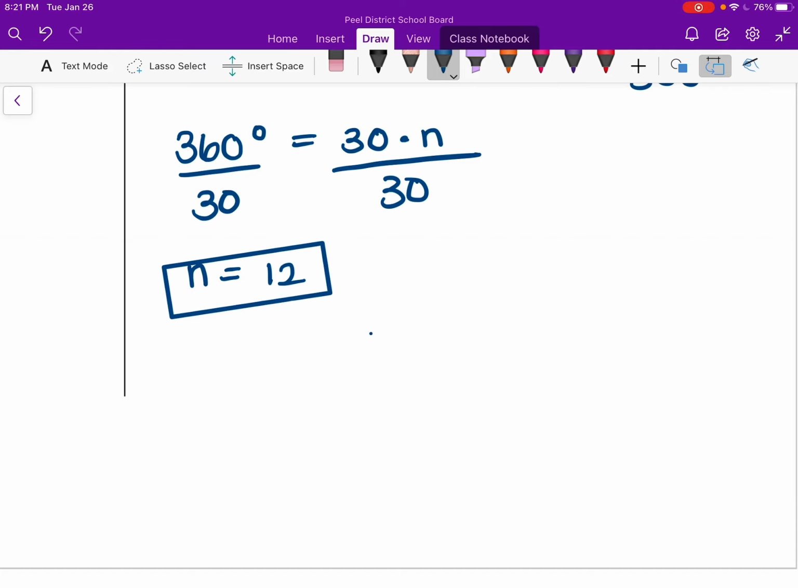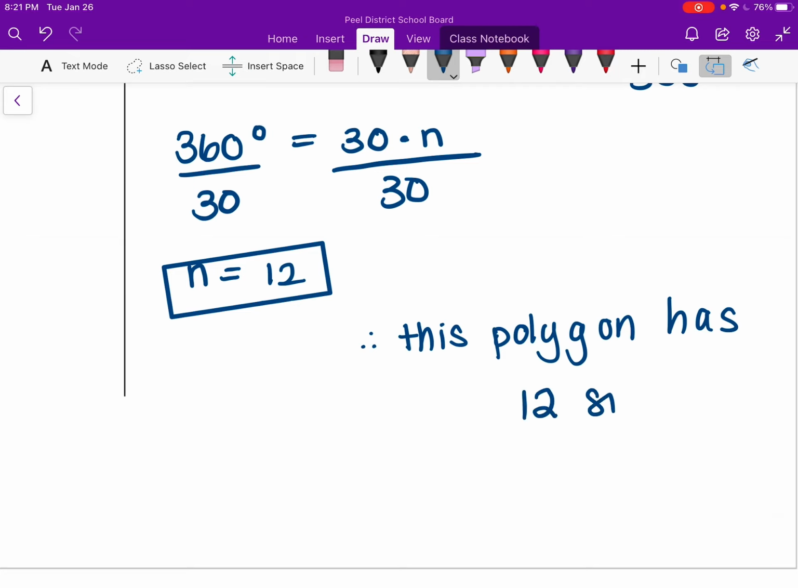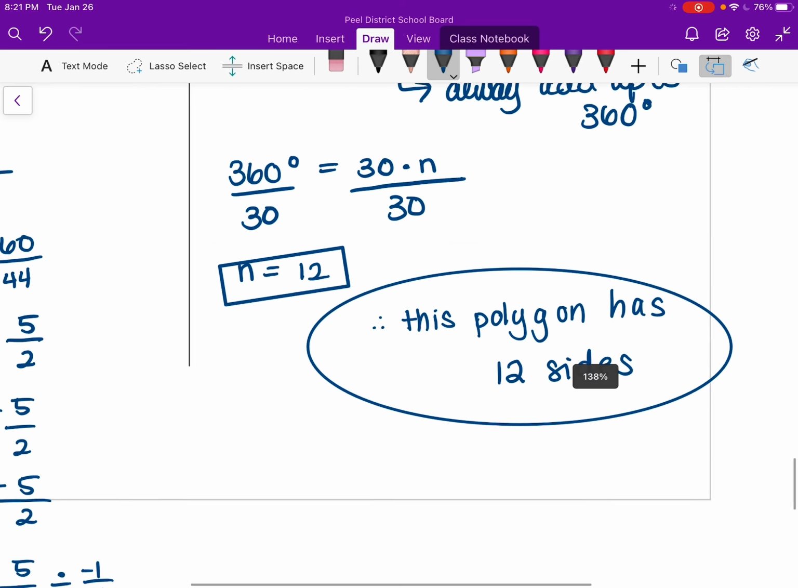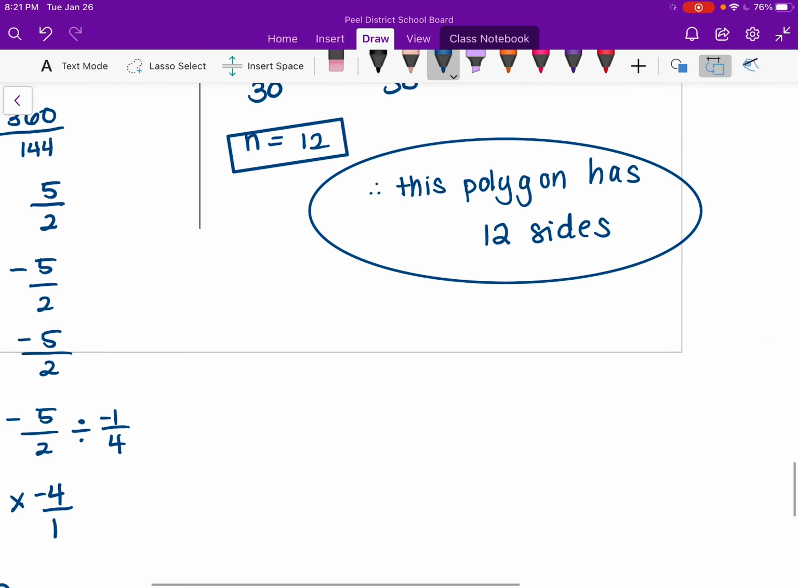That means, therefore, this polygon has 12 sides. Okay, and that is the answer. That's the end of this lesson.